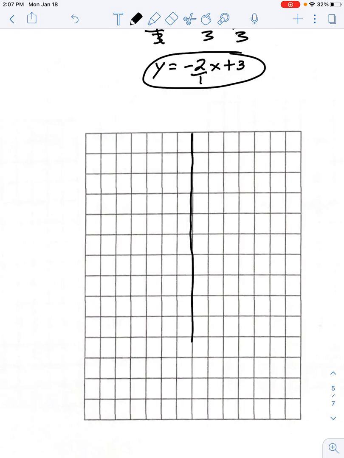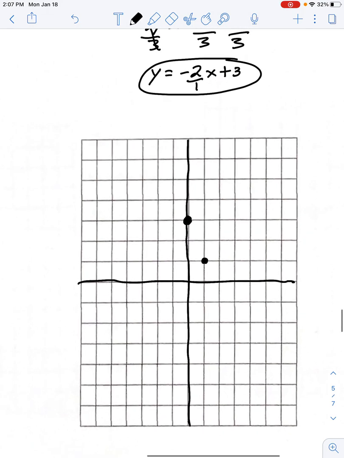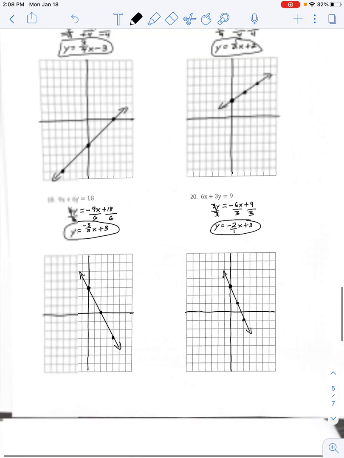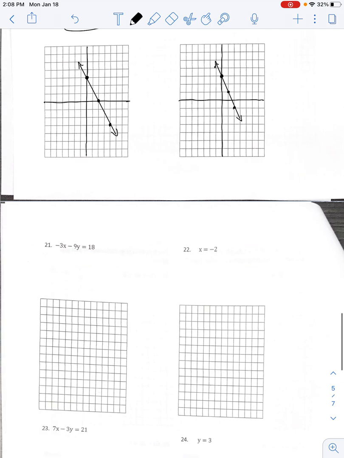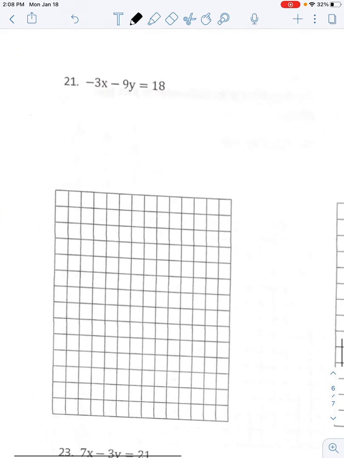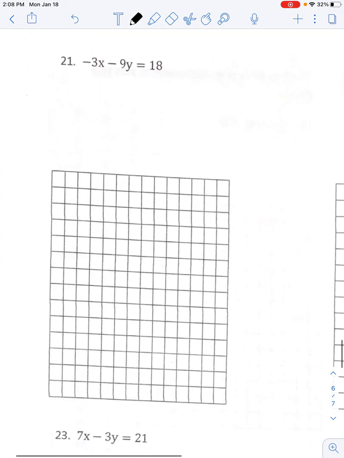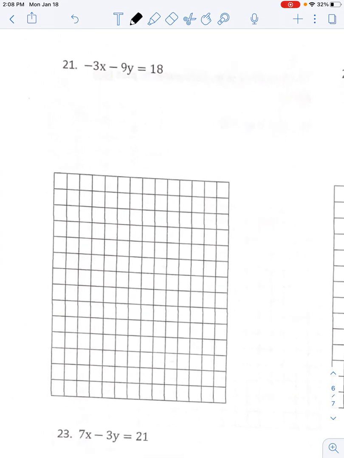Okay, so on this right here, plot it at positive 3. And then we're going to go down 2 and right 1. And then one more time, down 2 and right 1. And then we're going to draw our line, like so. All right, and there it is, this page at a glance. All right, number 21, okay, similar one on this, and then we're going to start getting into a couple different problems.